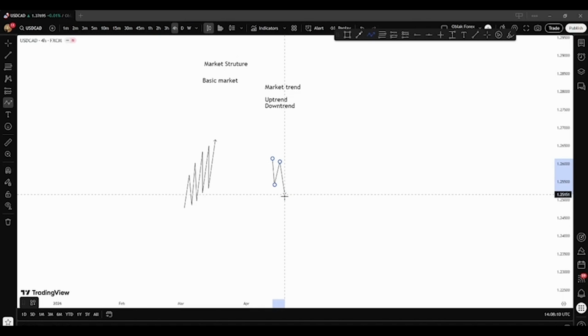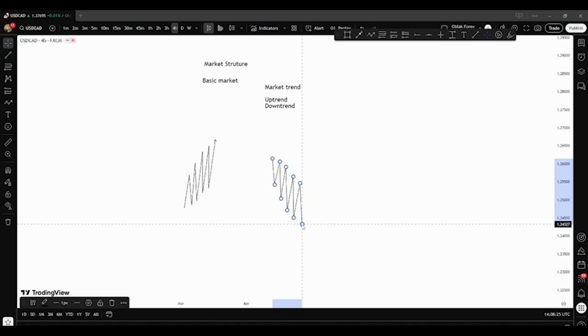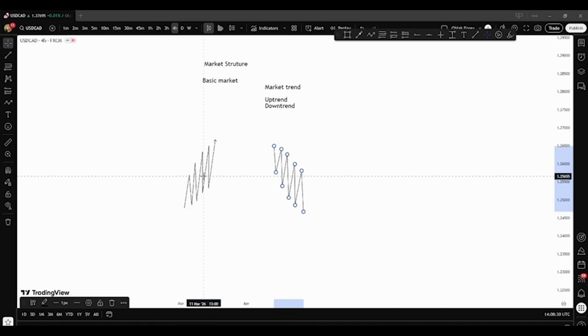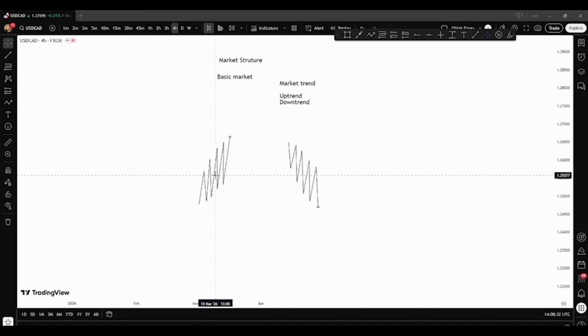Now on the downtrend, we start having a series of lower highs and lower lows, just like this. You start seeing lows being taken out and highs being respected. We say that the market is on a downtrend, the market is bearish, selling. That is how we call this. So these are the two market trends.